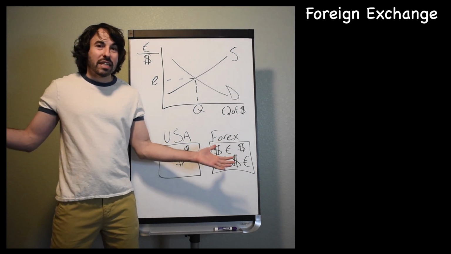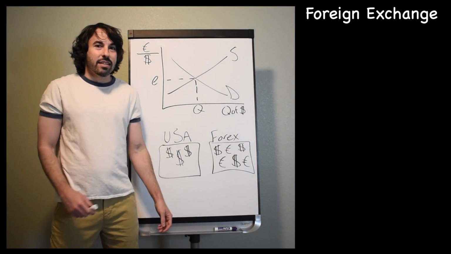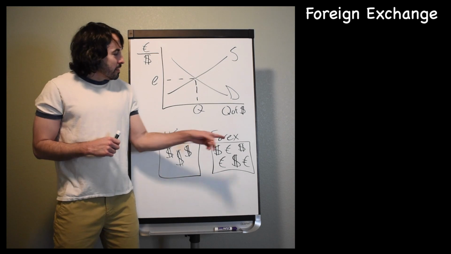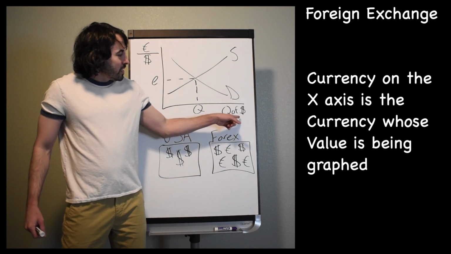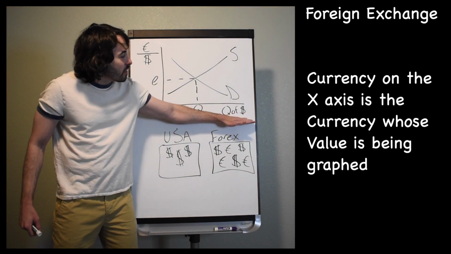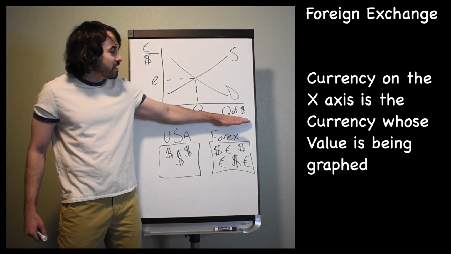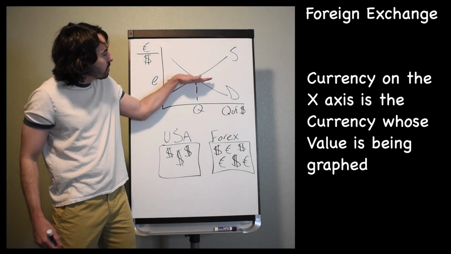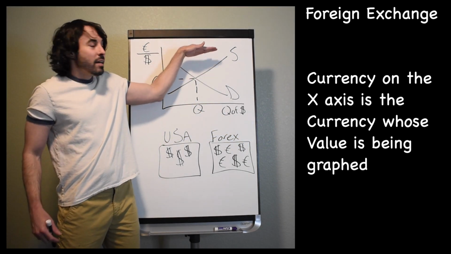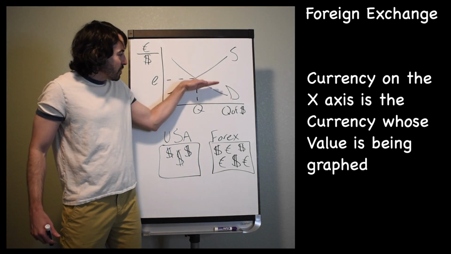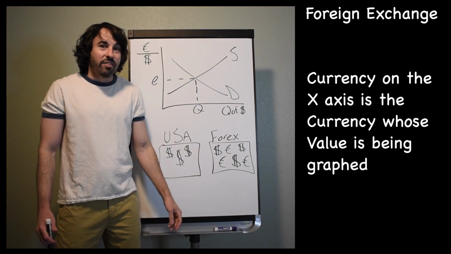First and foremost, the foreign exchange graph is just a simple market, just regular old supply and demand. It's the most basic of graphs. Down here on the x-axis, we have quantity of dollars. This is the currency whose value we are graphing. So if the exchange rate goes up, the dollar is getting more valuable. If the exchange rate goes down, the dollar is getting less valuable.